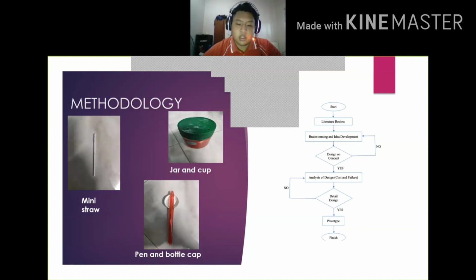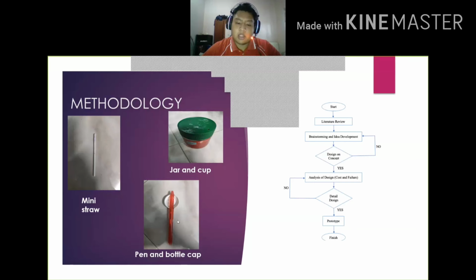Today I would like to present this project about methodology. In this project, we are using some equipment to build this project until success. The first part is a mini straw. The second part is a jar and cup, and the third part is a pen and bottle cap.